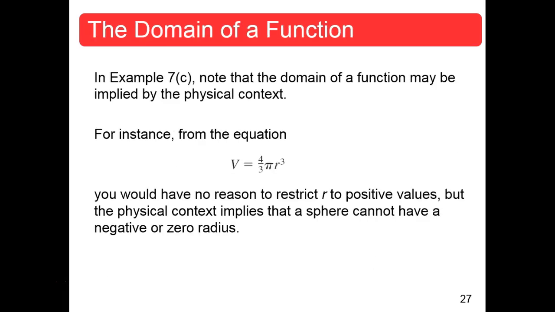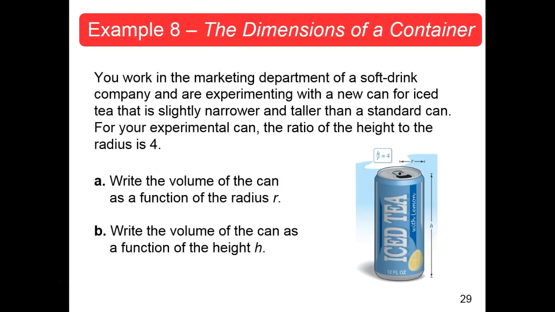Note that the domain of a function may be implied by the physical context. If they had just said that, you have no reason to restrict it to positive values. The physical context implies it, and they said volume of a sphere. As soon as they said that, you can't include a 0 or a negative radius. Okay? So, any questions?